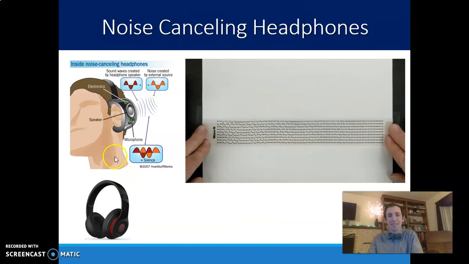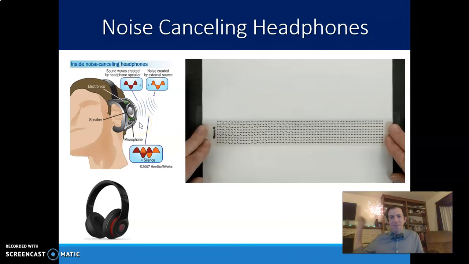You could have noise canceling headphones that are just basically big shields that prevent you from being able to hear any sound that's coming in. Or you could have noise canceling headphones that are known as active noise canceling headphones. Active noise canceling headphones use this idea of destructive interference to cancel out any sound that is coming from outside. There's actually a little microphone in the side of a noise canceling headphone.